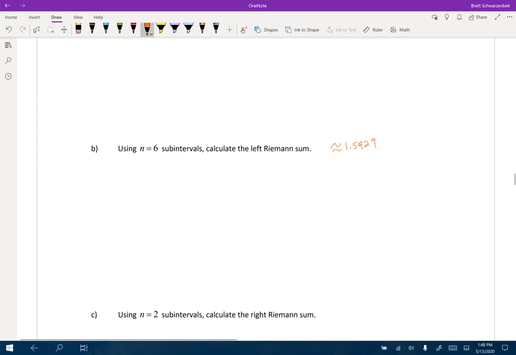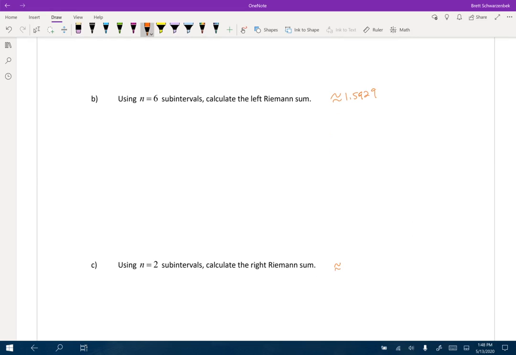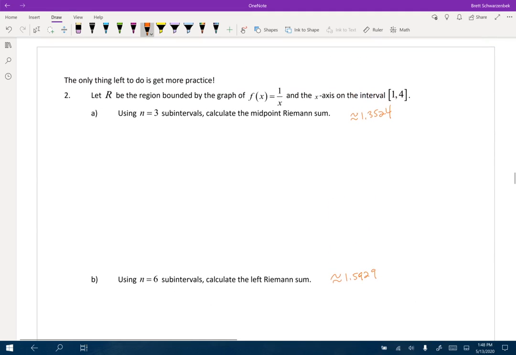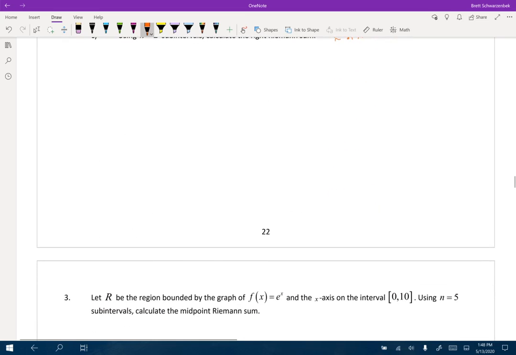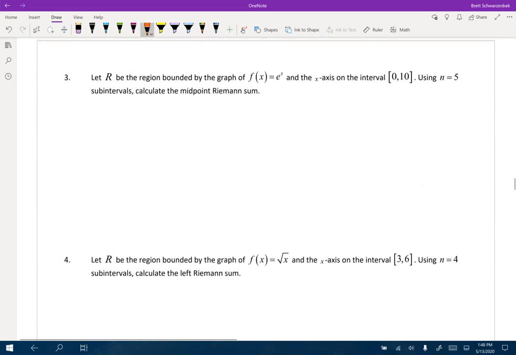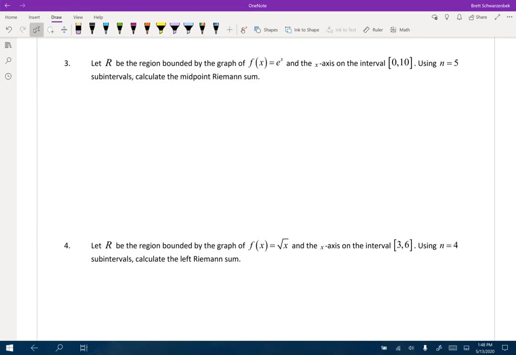So these are the areas that you should get if you do a midpoint, left, and right Riemann sum for this function on this interval. Feel free to do it as extra practice, but what we're going to do is move on to page 23, which has more involved functions and pushes the envelope a little bit more.